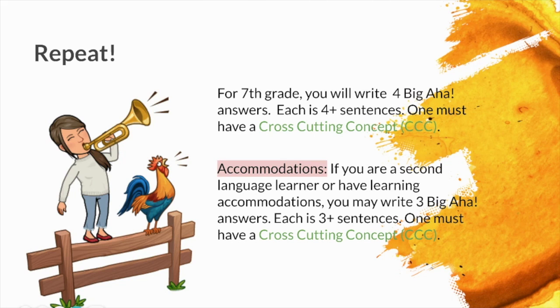And once again, for 7th graders, you will write 4 of them. Each one will be 4 sentences. One of them will have a cross-cutting concept, which I will talk about in a separate video. And if you have learning accommodations, you can write 3 big ahas, and each one needs to be at least 3 sentences long. Once again, one of them must be a cross-cutting concept.